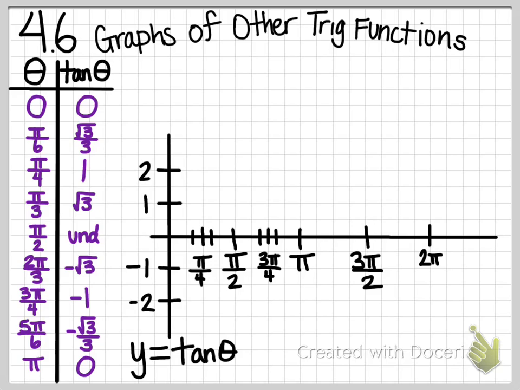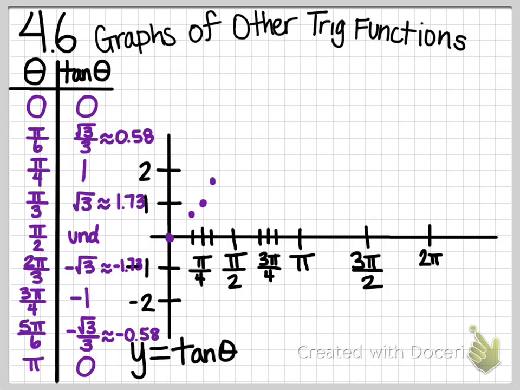Okay, so what we're going to do is all of those fraction values or the square roots, we're going to go ahead and approximate those on the calculator just so we have a better idea of what they are equal to. So square root of 3 over 3 is about 0.58. Square root of 3 is 1.73. So this is negative 1.73 and then negative 0.58. Okay, so we're just going to start plotting points. So we're going to go 0, 0. Then we're going to go pi over 6, 0.58. Pi over 4, 1. Pi over 3, 1.73.